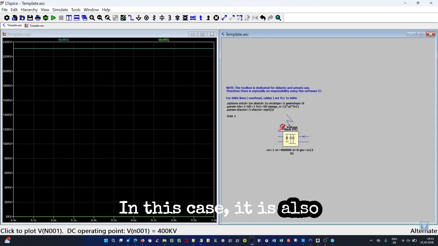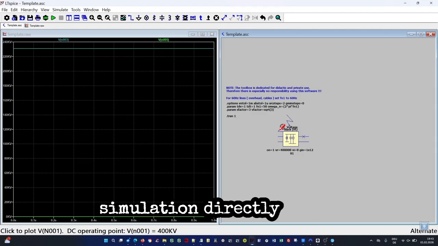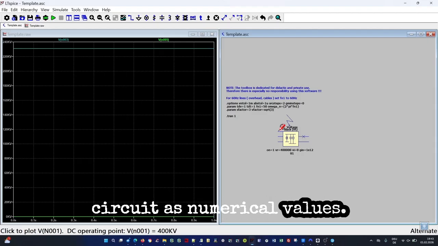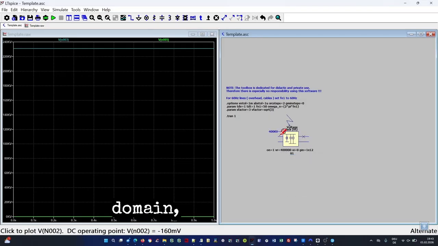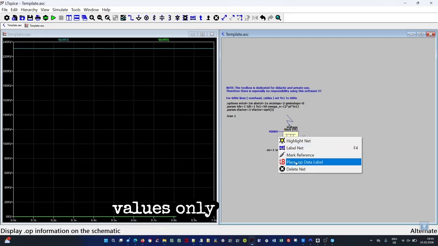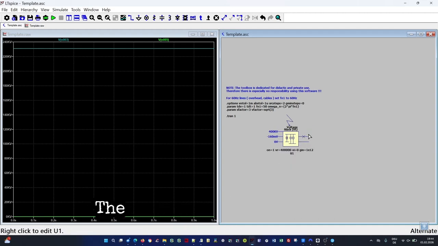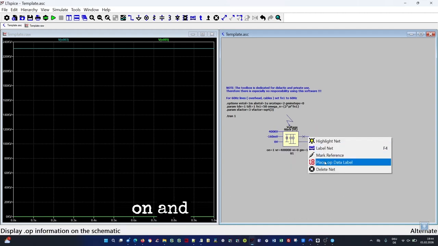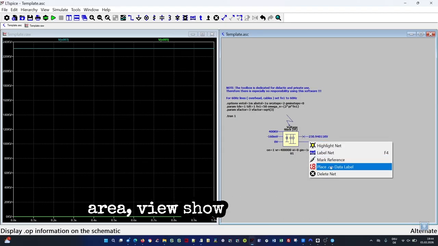In this case, it is also sensible to display the simulation values of the OP simulation directly in the circuit as numerical values. However, if parameters are changed in the time domain, these numerical values only apply to the simulation time t equals 0. The OP flags can be switched on and off globally. Right-click on the drawing area view, Show OP data flags.